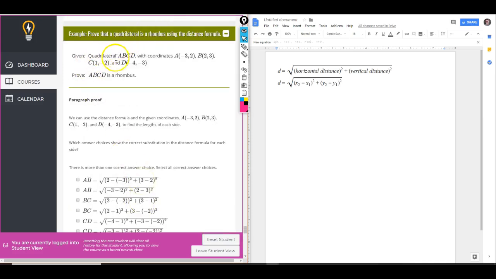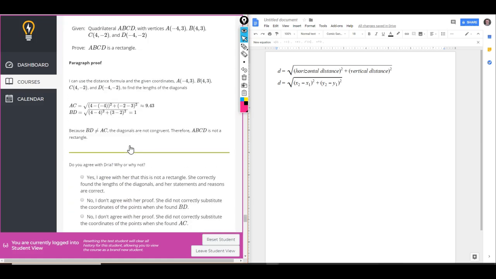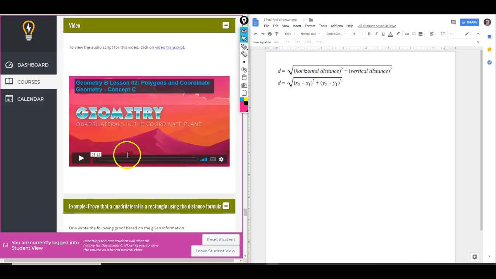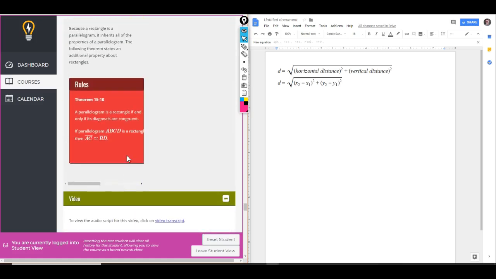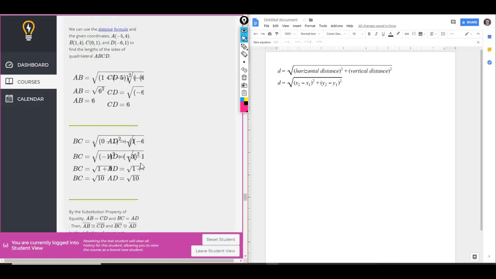Notice that it says quadrilateral ABC with coordinates A3, 2, and they are wanting it to be a rhombus. A rhombus is a more specific type of a parallelogram. So I'm just going to see if there is another one. So this is proving that it's a rectangle. So let's keep going. We're just wanting to prove that it is a parallelogram.